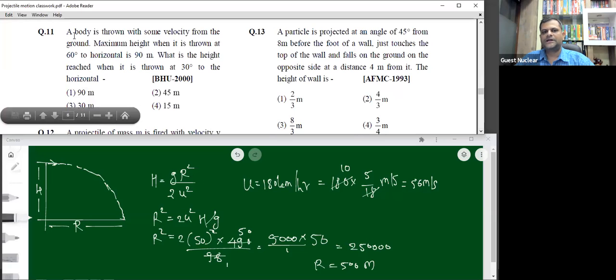ये भी इजी है, आ जाएगा आपको. देखो, a body is thrown with some velocity from the ground. Maximum height when it is thrown at 60 degree angle to the horizontal is 90 meter. What is the height reached when it is thrown at an angle 30 degree to the horizontal?